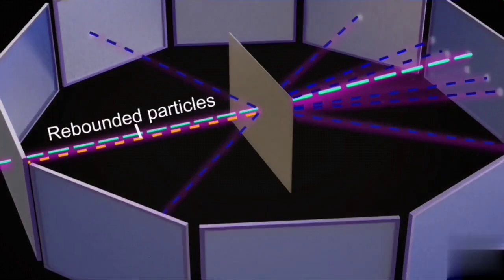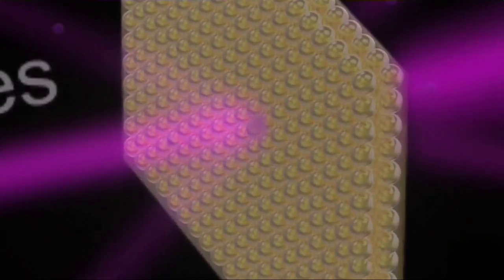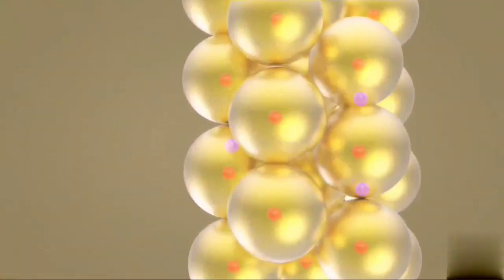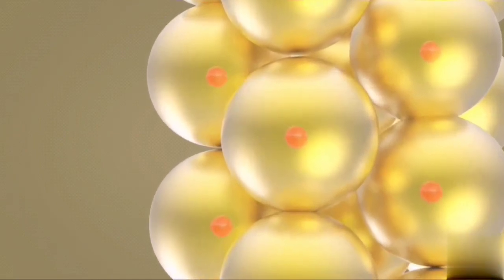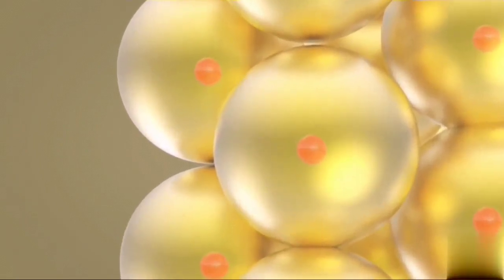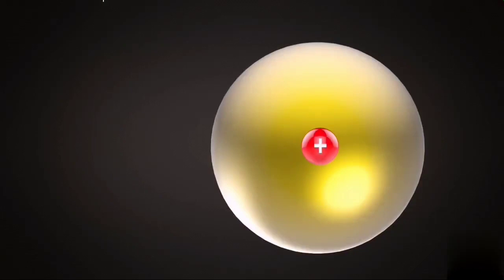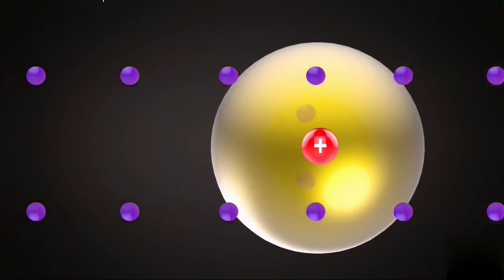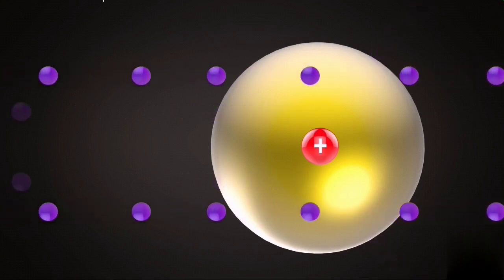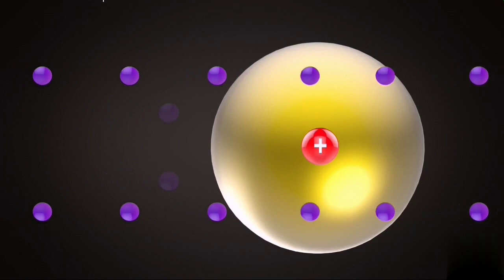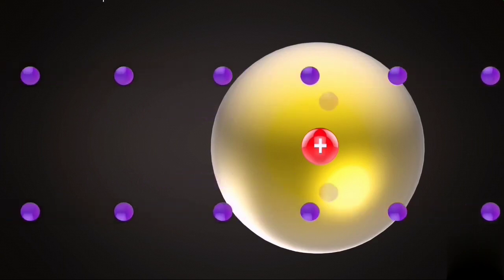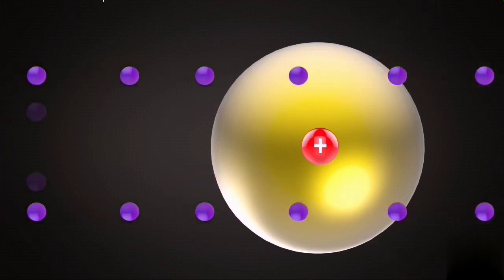Such observations led to significant conclusions. Let us see what those were. As most of the particles passed straight through the gold foil, Rutherford concluded that most of the space inside the gold atom was empty.